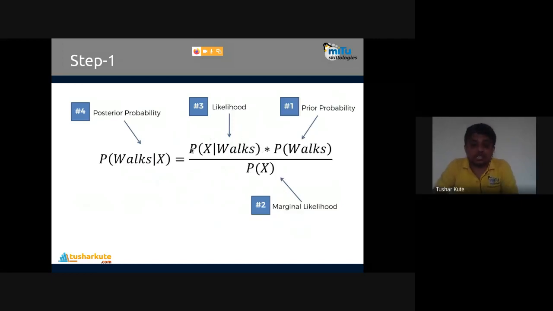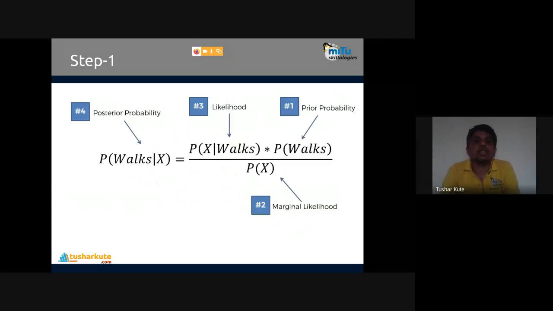Then P of X walks, meaning out of similar observations, how many walkers are there? That's called the likelihood. Then the posterior probability. Posterior probability is your result, meaning whether that point will go to walker or driver. So for both, we will check the result, and based on that, we'll identify whether it will go to walker or to the driver. So any one of that data set can be chosen from the given result.